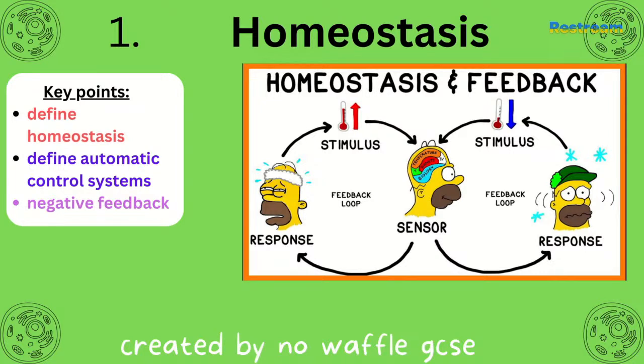So, the final bullet point for this page is negative feedback. So, what is negative feedback? Negative feedback is a mechanism in which when something is too high in the body, your body counteracts this change by making it low again. And the same when it's too low, it counteracts the change by making it high so that it ends up balancing out. The whole aim is to keep your internal environment stable.